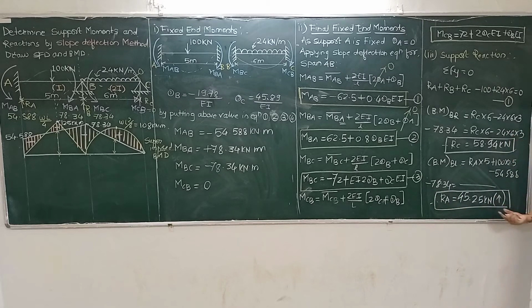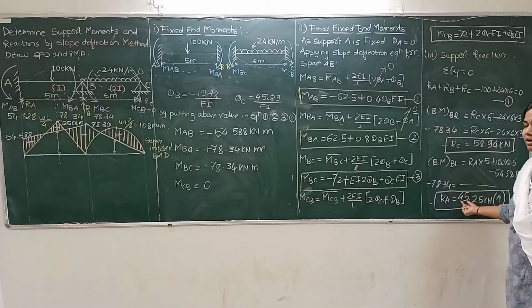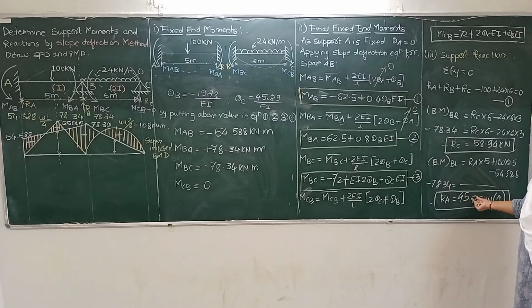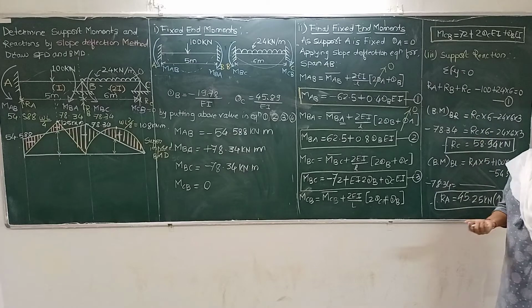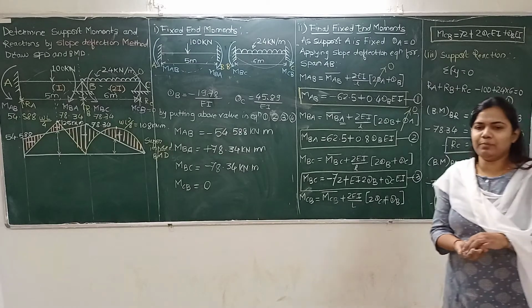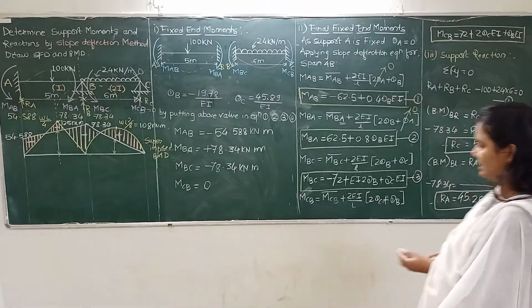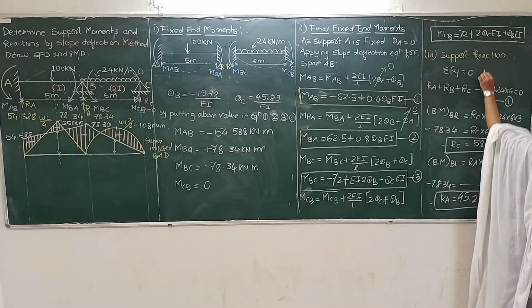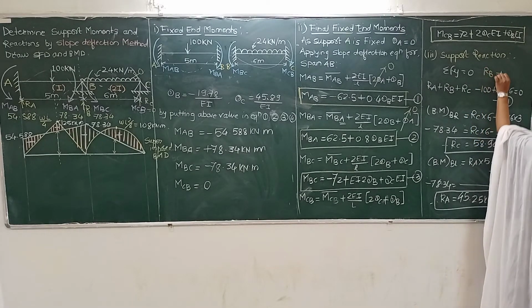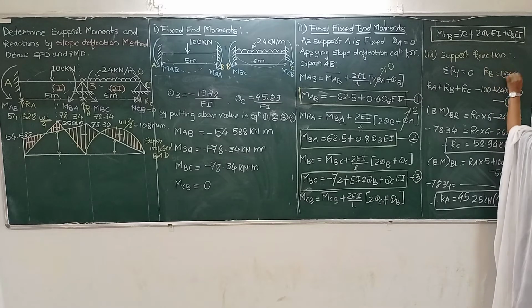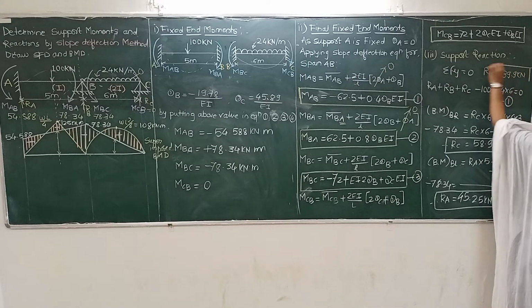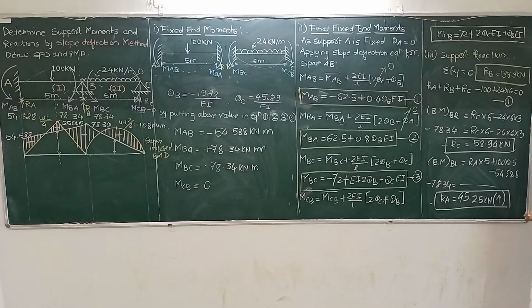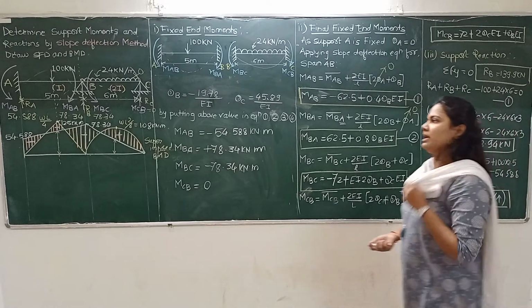It shows the direction is correct. We assumed RA in the upward direction and we got the positive sign, so RA is 45.25. So when you put RA and RC in equation number 1, you will get the value of RB as 139.9 kilonewton. So these are the three support reactions you can find out from the equilibrium condition.